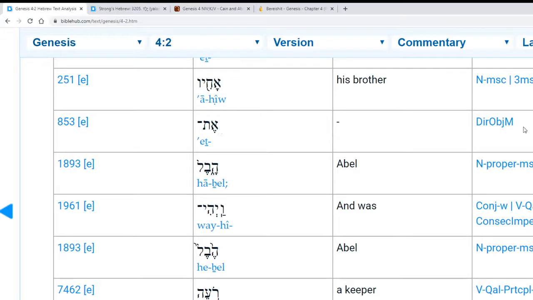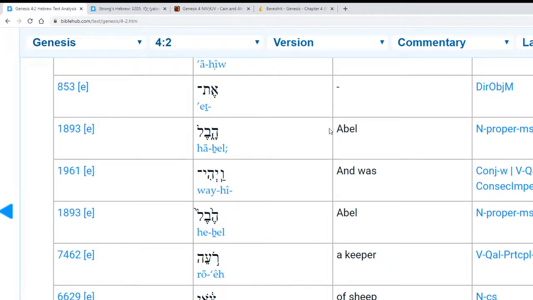Achiv, et, direct object marker again. Havel. So Abel, it doesn't say where the name Hevel comes from. Hevel is actually, in Chronicles, I want to say, where it says everything is vanities, vanities and vanities. That's actually Hevel there. Hevel can mean fleeting, can also mean breath. So Hevel Piv, the breath of his mouth.